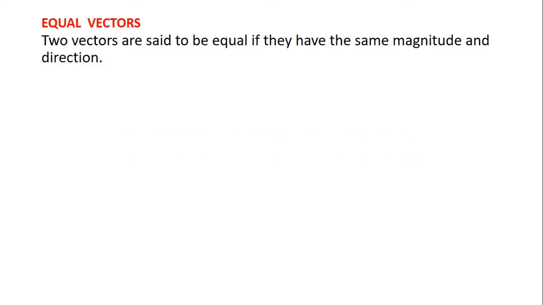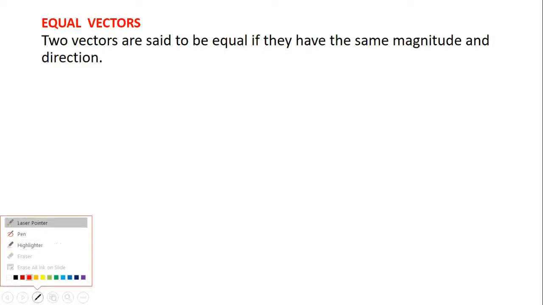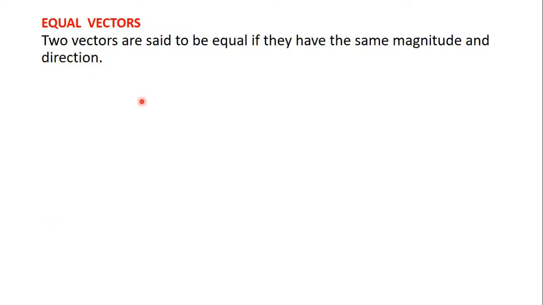We are on the topic vectors. In the previous video, we learned how to multiply a vector by a scalar. In this video, we are going to learn about equal vectors. What are equal vectors? Two vectors are said to be equal if they have the same magnitude and direction.